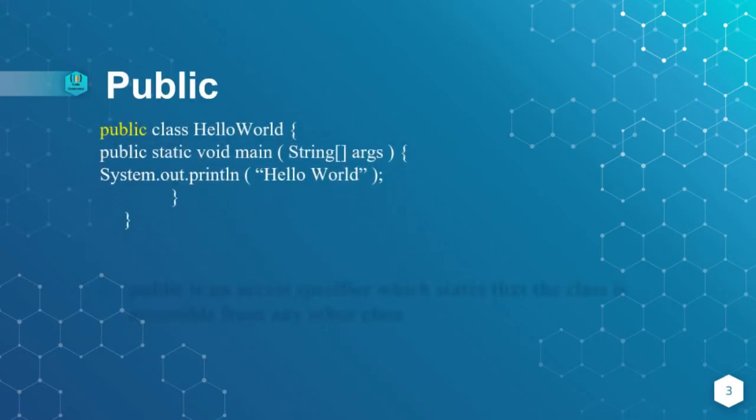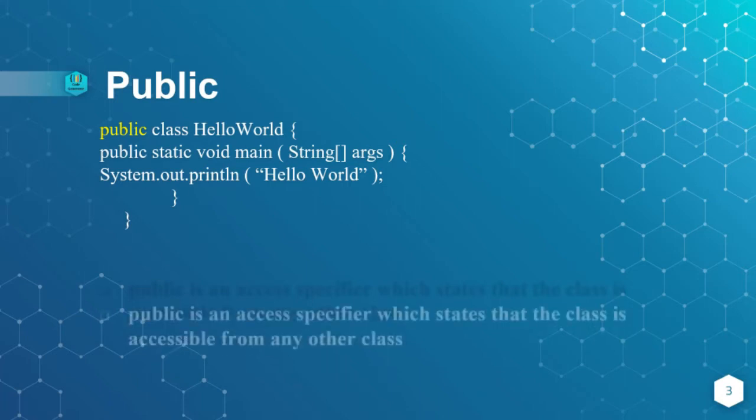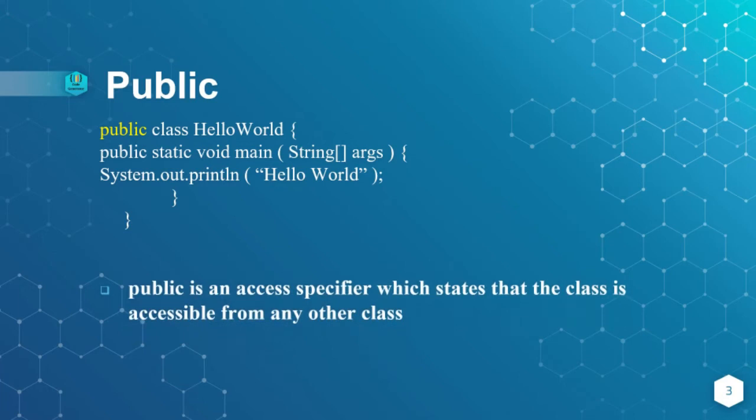First is public. As the word indicates, we can understand very easily that this public can be accessible to everyone. So public is an access specifier which states that the class is accessible from any other class. For example, we want to write more than one class in our program. So we can access the Hello World class in any other class.